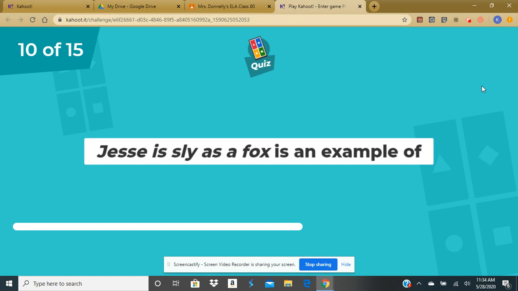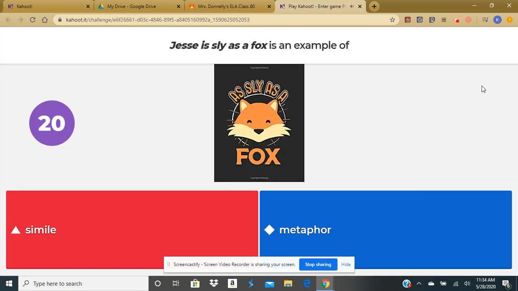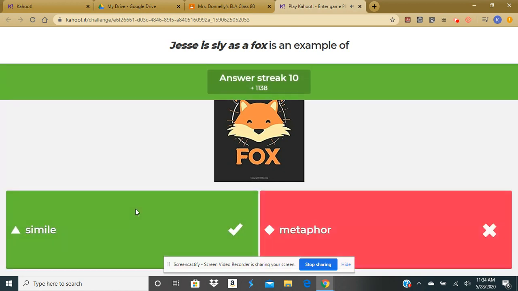Jesse is sly as a fox is an example of. And again, I remember this from yesterday. I know simile and metaphor are very similar, but the word as is in this sentence. They're comparing Jesse to being a sly fox. That is a simile.